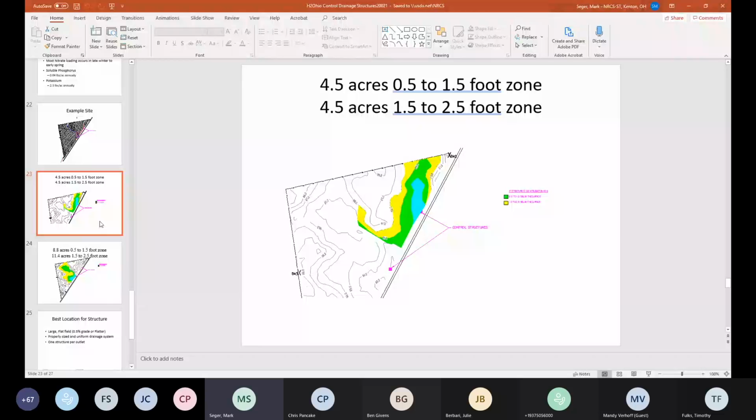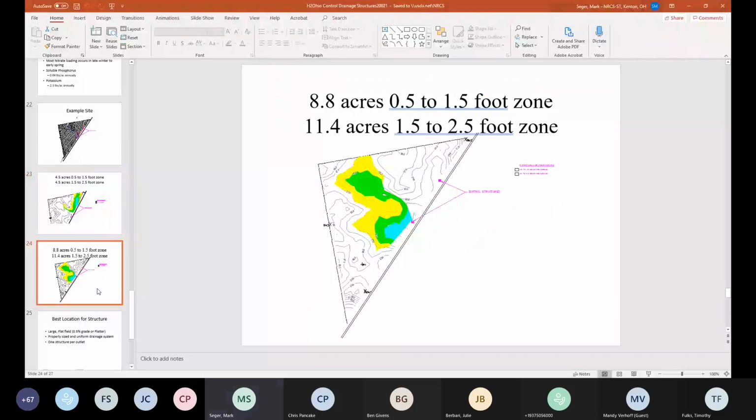But when I look at the second site, I have about 20.2 acres being controlled by the second structure. So when I add both structures together, I'm controlling almost 30 acres of this field in that 2.5 foot zone of influence. So under H2Ohio, we would say that both of these structures would be eligible.